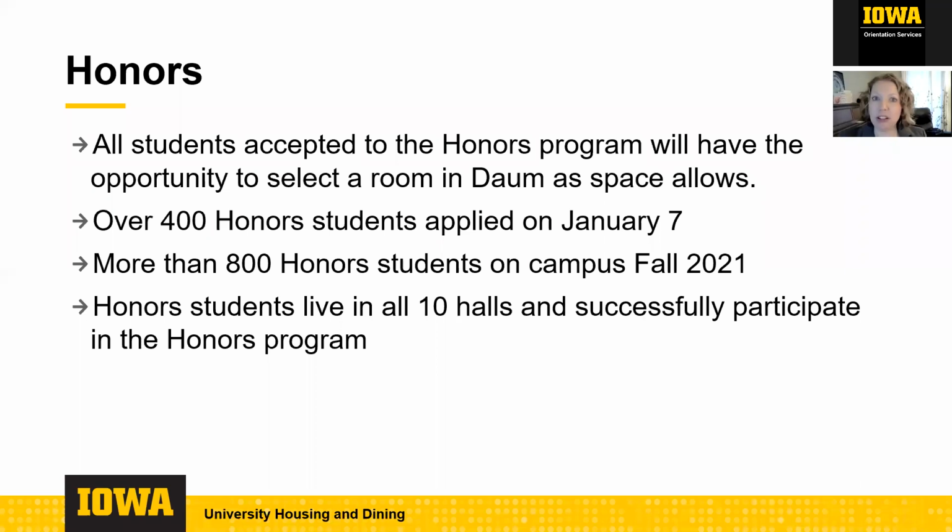I wanted to share with you a little bit of statistics because I think it could be helpful: over 400 honors students applied for housing on January 7th, that first day that it was open. So with more than 800 coming to live on campus, not everyone will live in Dom, and that's a-okay. Honors students live in all 10 of our residence halls. They have for many, many years, and a number of them quite successfully participate in the honors program. So we look forward to you living on campus. Again, you're welcome to try and pick a room in Dom as space may allow, but you're not guaranteed a space in there. We certainly have space available for everyone to live on campus in the residence halls.